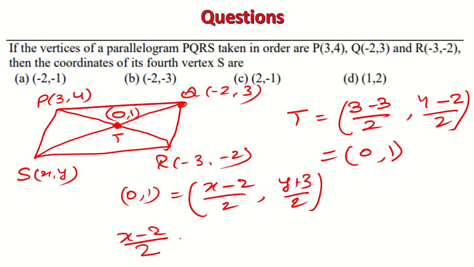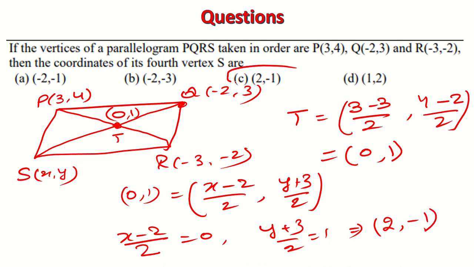x minus 2 over 2 is equal to 0. y plus 3 over 2 is equal to 1. So 2 multiplied by 0 is 0, and the minus 2 will go to that side and become plus 2. Then 2 times 1 is 2, and 2 minus 3 is minus 1. So (2, -1) is the correct answer. Like you see, if you apply the midpoint formula, how easily you can get the answer.